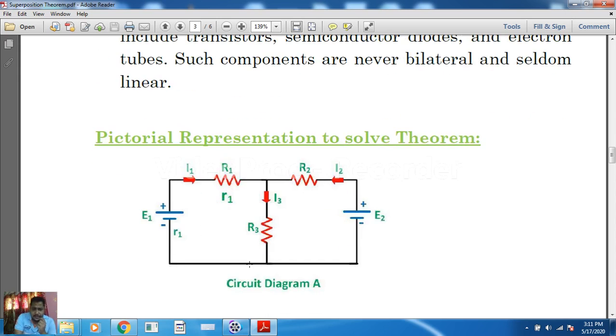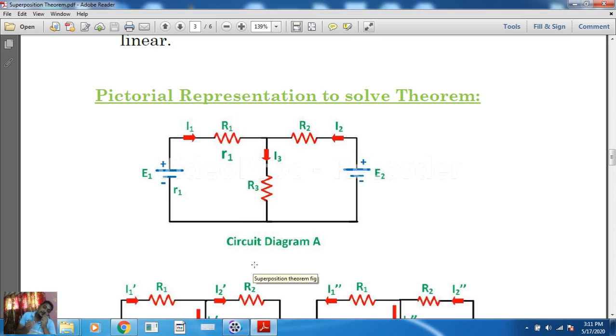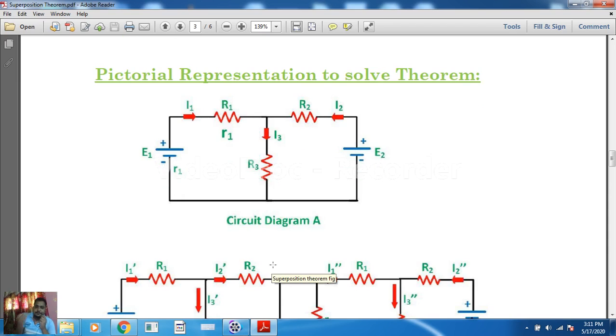So these are the points to remember. This is a very important thing, because after this theorem we have Thevenin's and Norton's theorems, and for all those theorems we have to again and again remember those terms, linear, bilateral, those terms, which are very important. So we have to remember those things.